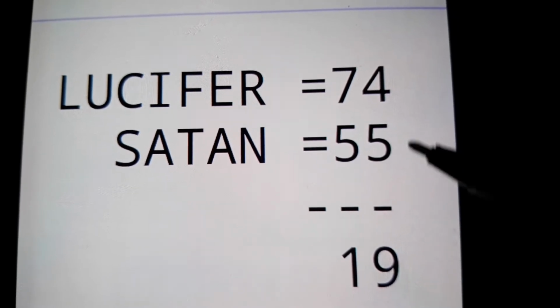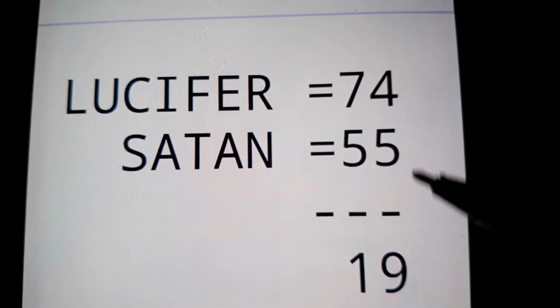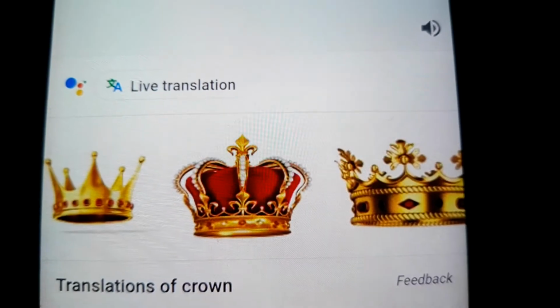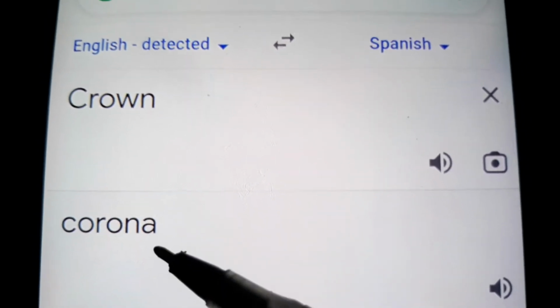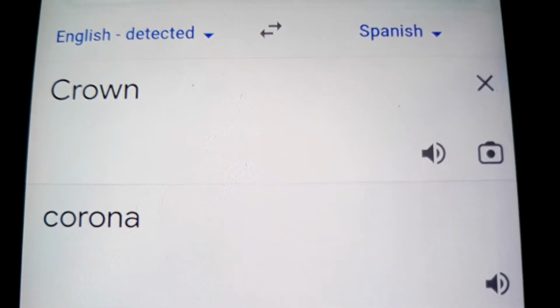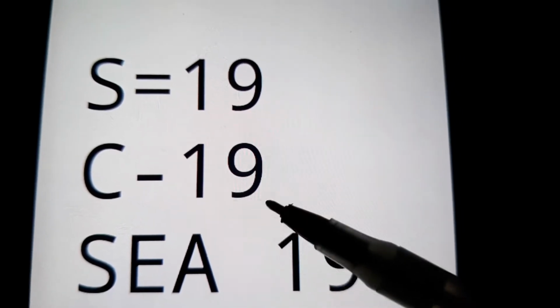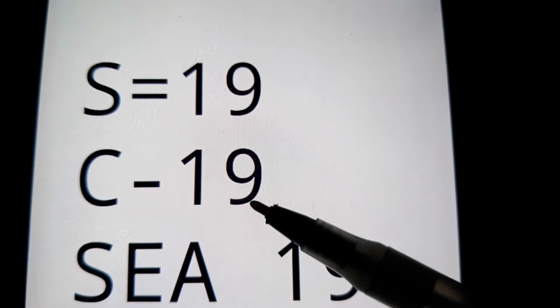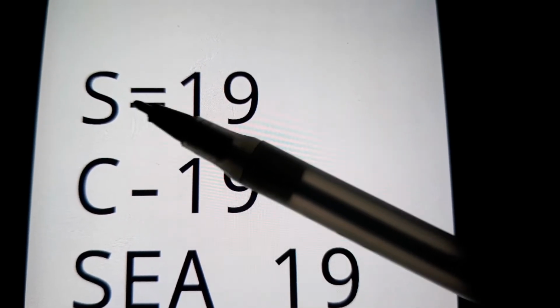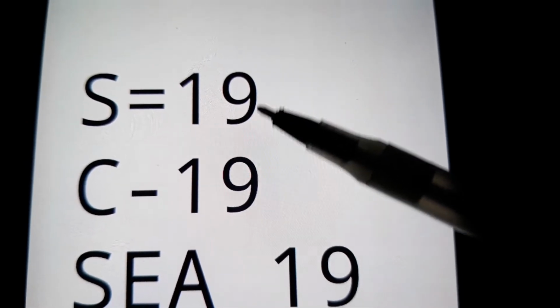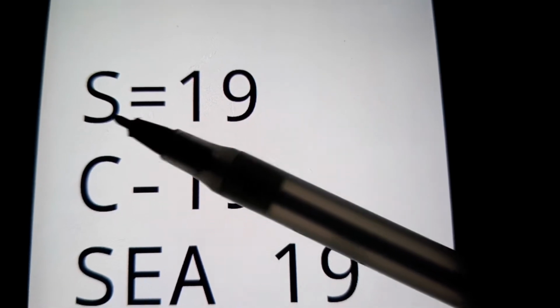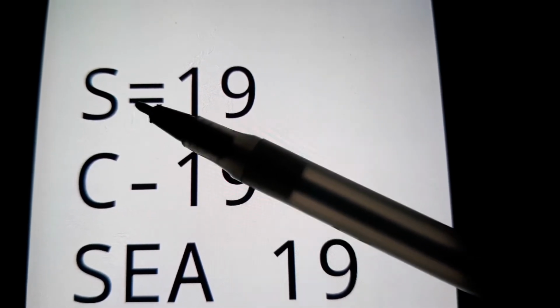It's 19. You understand? He lost 19 because 19 is a crown. That's why in Spanish, corona means crown, and you know that they use the corona for the C19. The reason I have S up here as the 19th is because that's what he lost. He lost 19. Lucifer lost his 19 crown. And S is the 19th letter of the alphabet, and that's what's so important about the S.